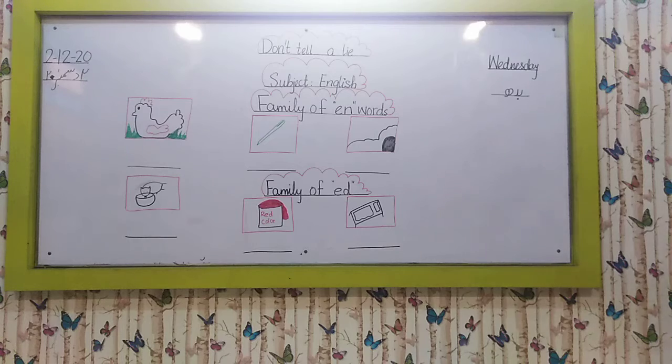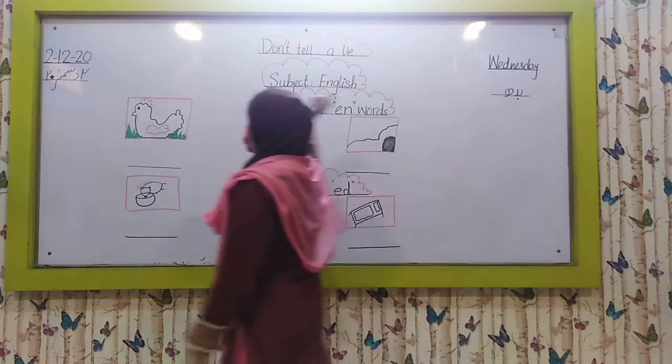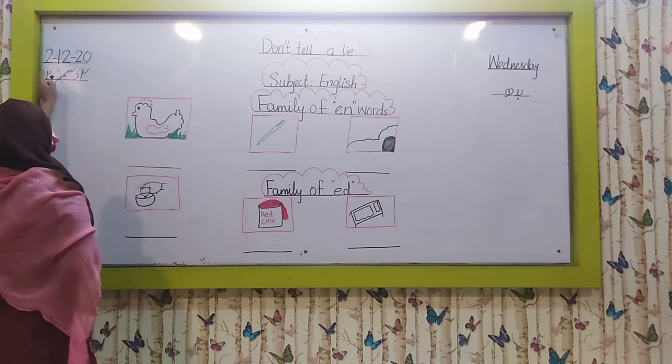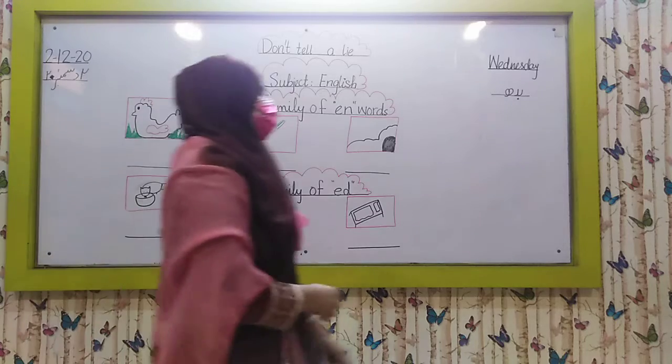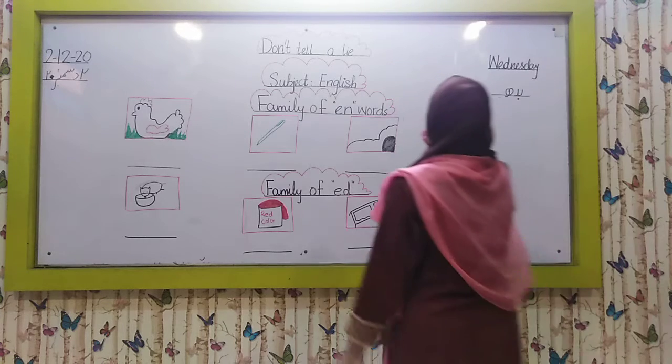Okay class, tell me which day is today. Today is Wednesday, and the date is 2 December 2020. Which day is today? Wednesday.